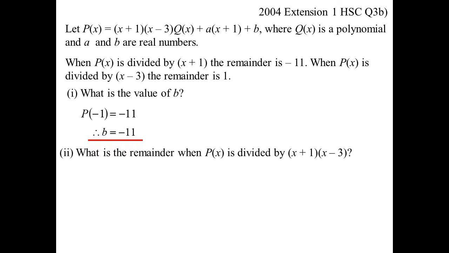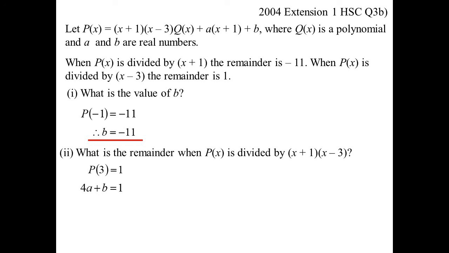So what is the remainder when it is divided by that x plus 1, x minus 3? Well, the other piece of information they've given me is that when it's divided by x minus 3, we get a remainder of 1. So we also now know that polynomial 3 is equal to 1. So when I substitute 3 in, we'll get 1. That'll give me 4a plus b equals 1. The first part goes away because the x minus 3 will be 0. But now the a is not going to go away because 3 plus 1 is 4. So we get 4a plus b, and that's going to give me the remainder, which is 1.